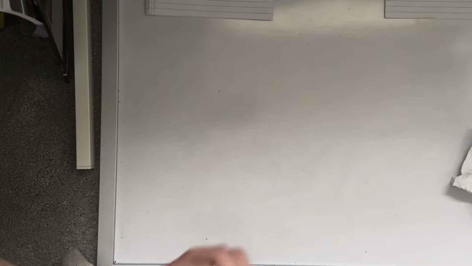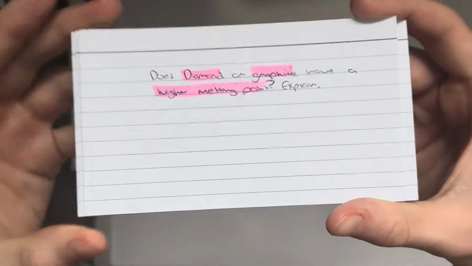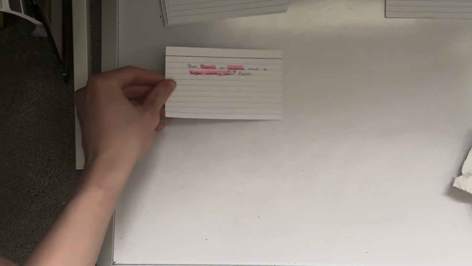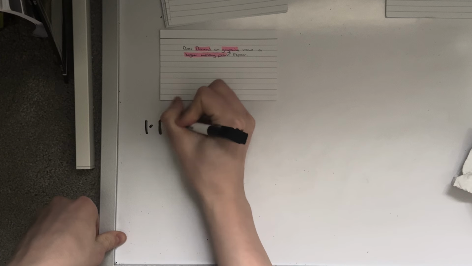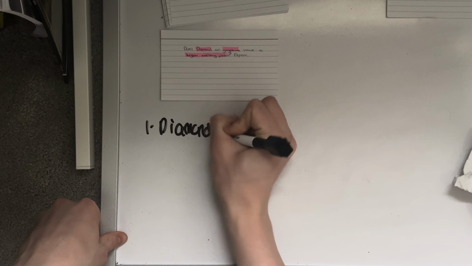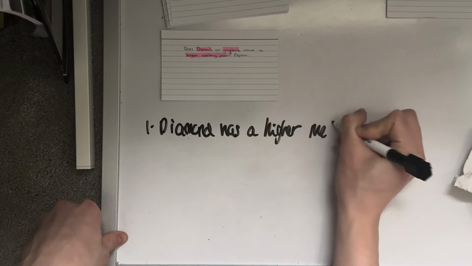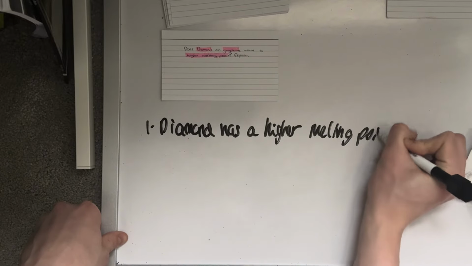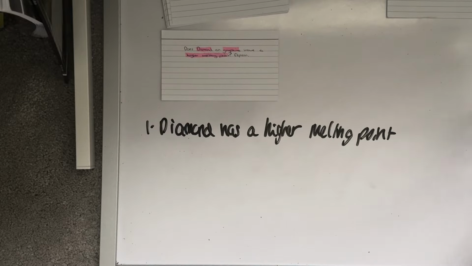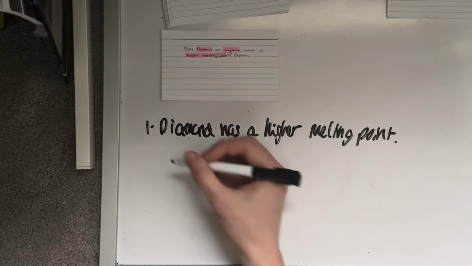So now we've got: does diamond or graphite have a higher melting point? Hopefully you can see that right there. Ignore my handwriting, guys, because I am trying to do this quick. So does diamond or graphite have a higher melting point? First we're going to go with what I know: diamond has a higher melting point. We just start off stating what we know, and then next we're going to say why.